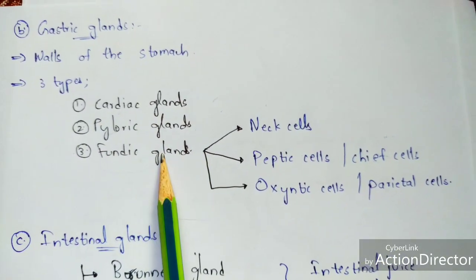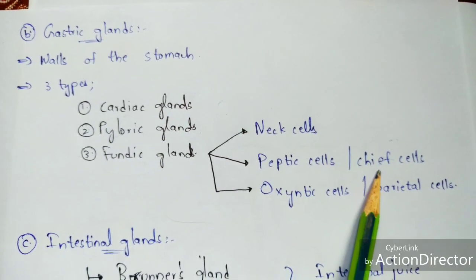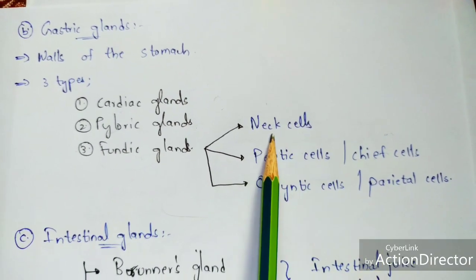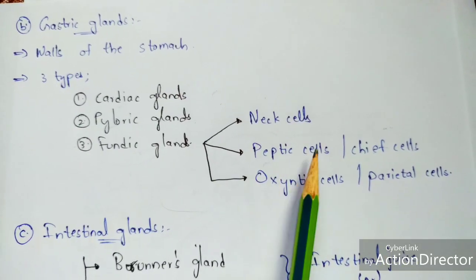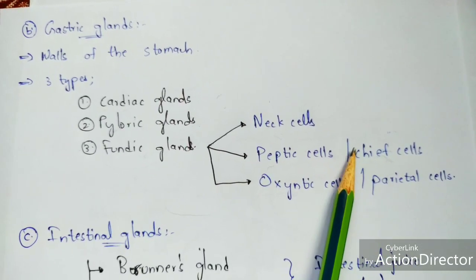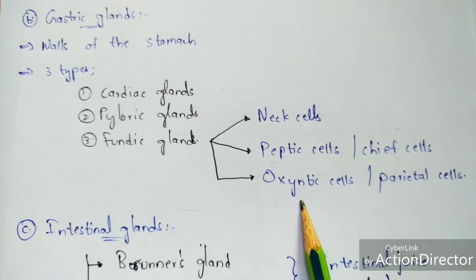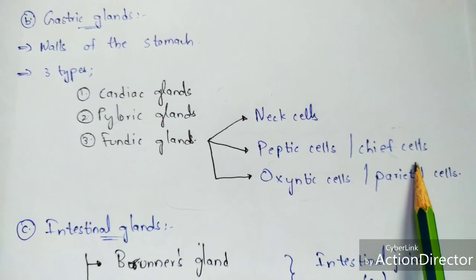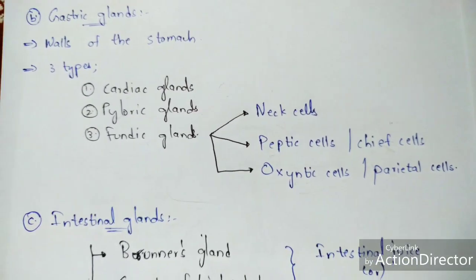And next, the fundic glands. Normally these fundic glands consist of three cells: neck cells, peptic cells, and oxyntic cells. Neck cells also help in the secretion of mucus. Peptic cells are also called chief cells, and they secrete pepsinogen and prorenin, which I explained to you in the mechanism of the digestive system, right? Oxyntic cells are also called parietal cells, and they help in the production of hydrochloric acid.